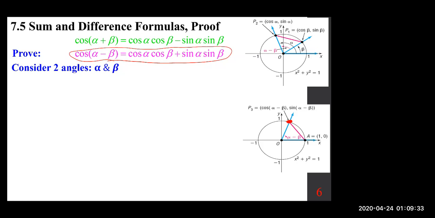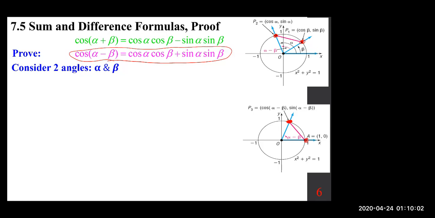So what happens when we do that? Because the two angles are the same, the distance between the two points must also be the same. What points? From here to here, P sub 1 to P sub 2 has a distance.